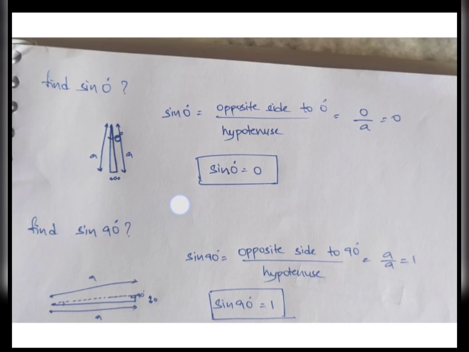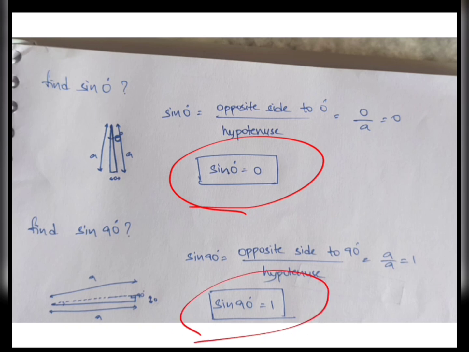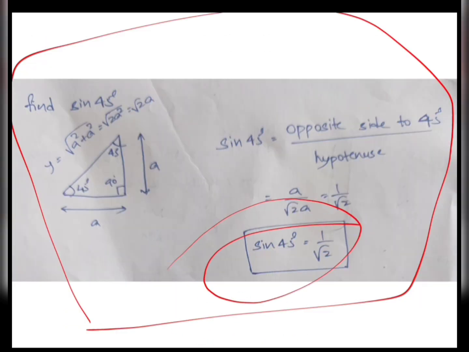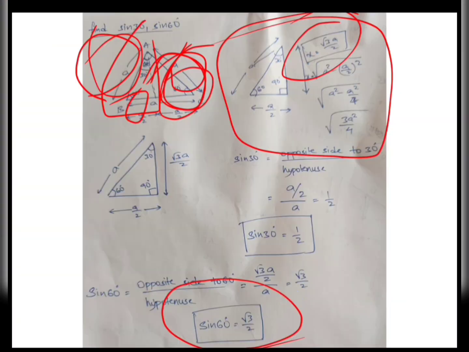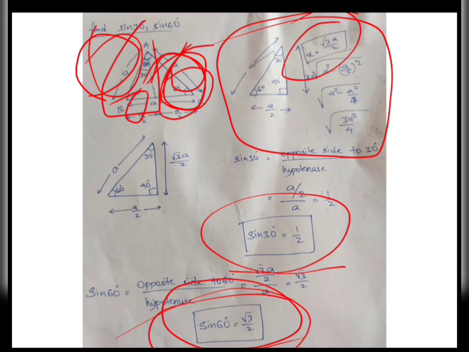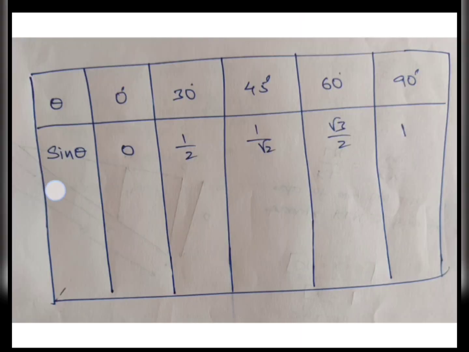Let us write all this what we have got till now: sine 30 degrees, sine 60 degrees, sine 45 degrees, sine 0, sine 90 degrees in one tabular form. We have got sine 0 as 0, sine 90 as 1, sine 45 as 1 by root 2, sine 60 as root 3 by 2, sine 30 as 1 by 2. Let me write down in a tabular form. Here it is written down.